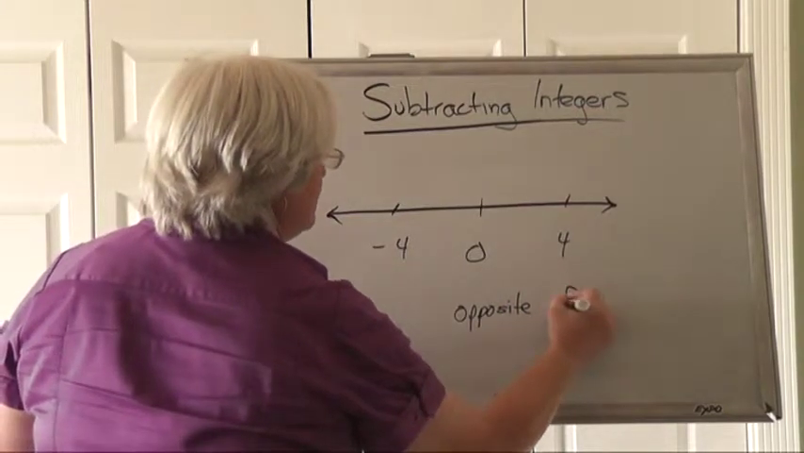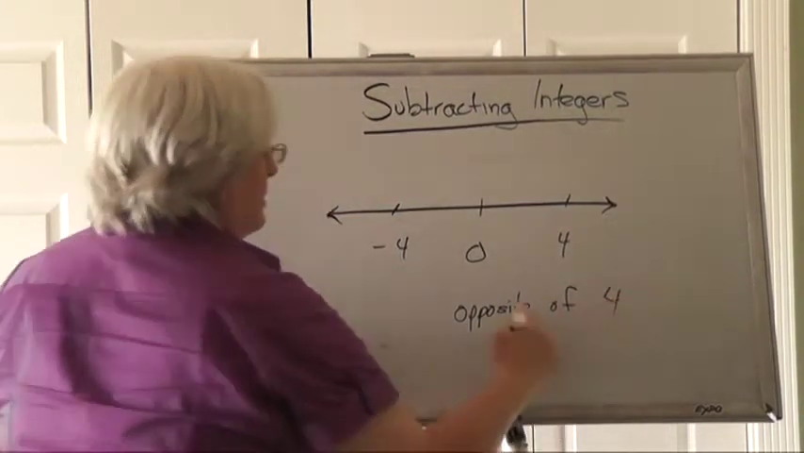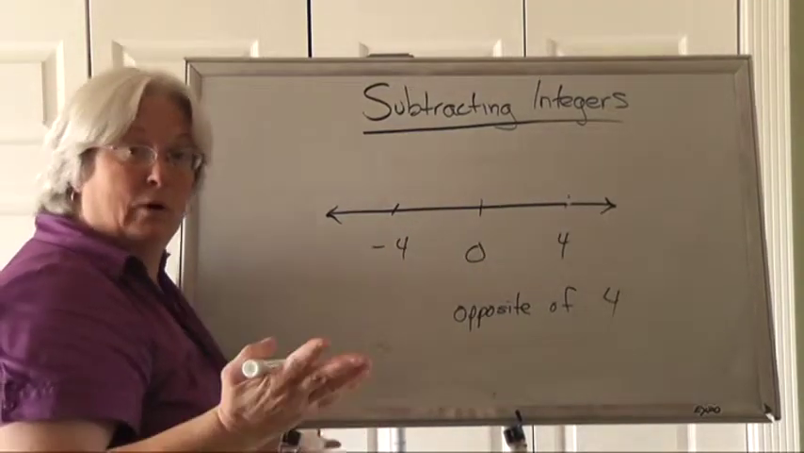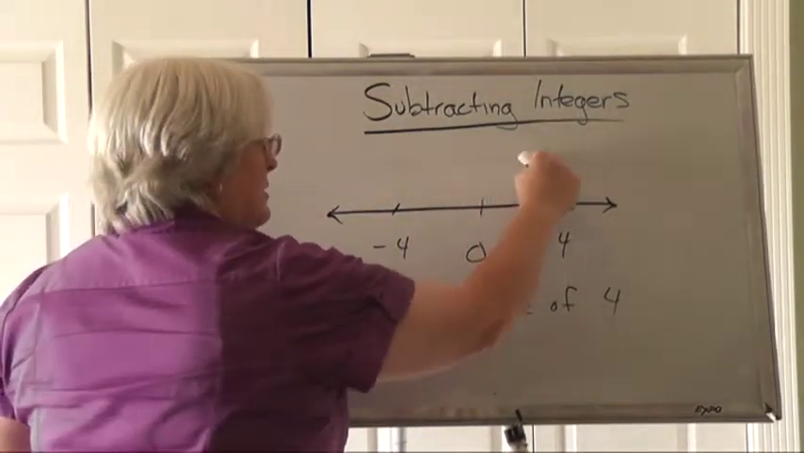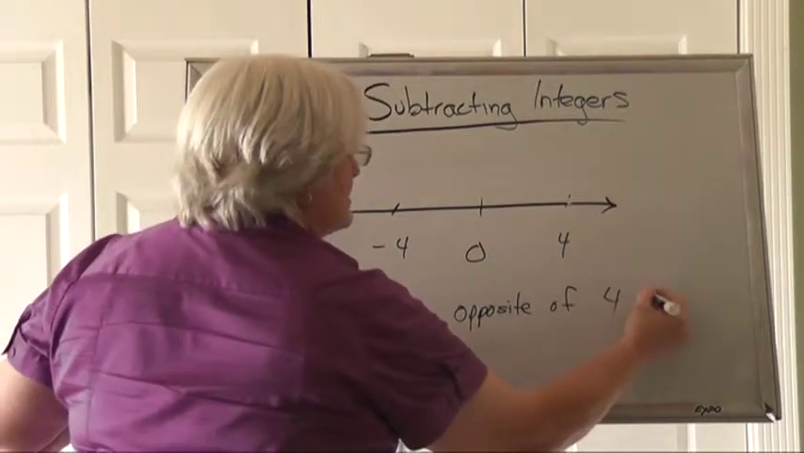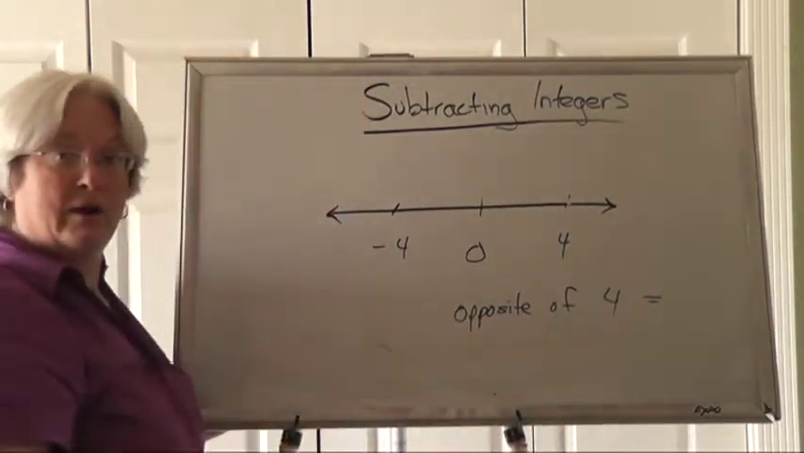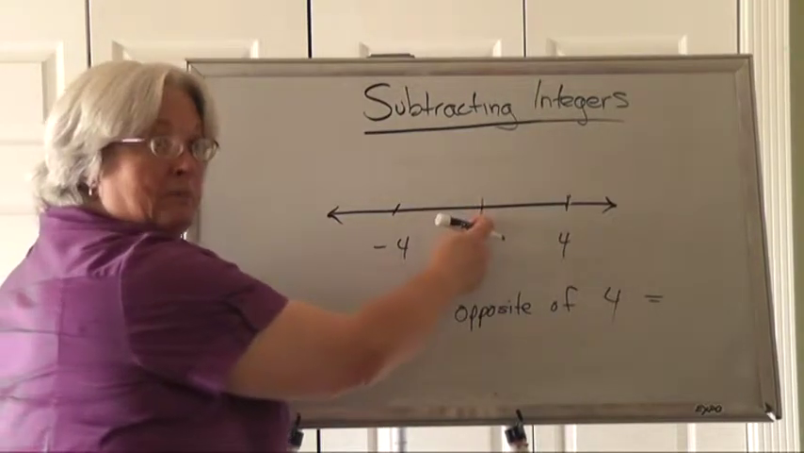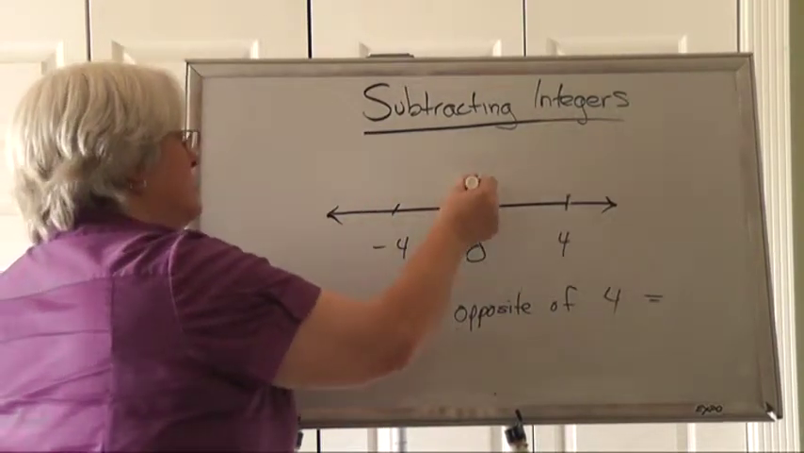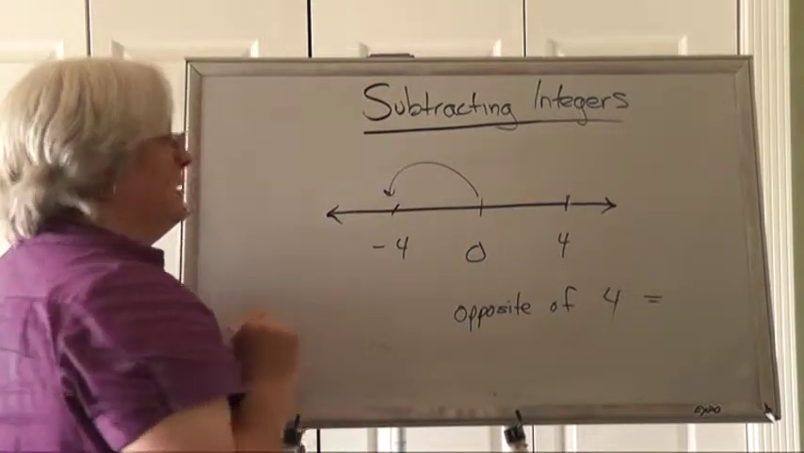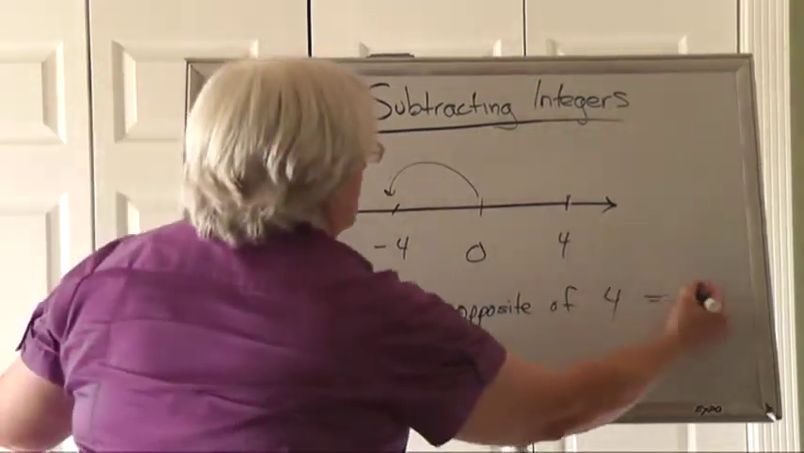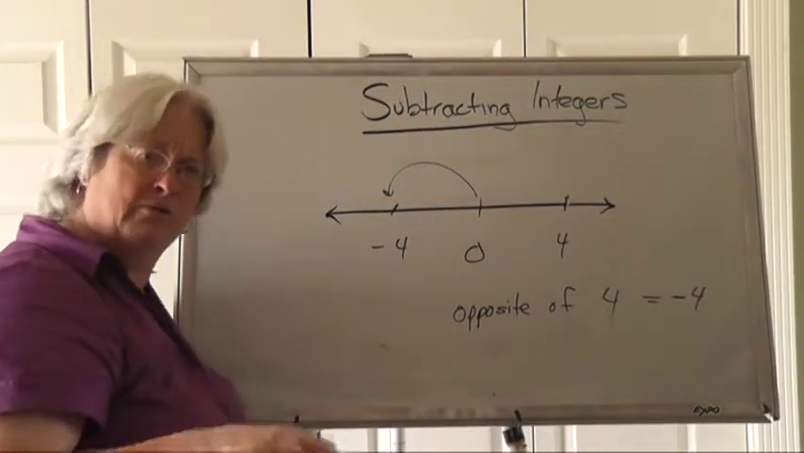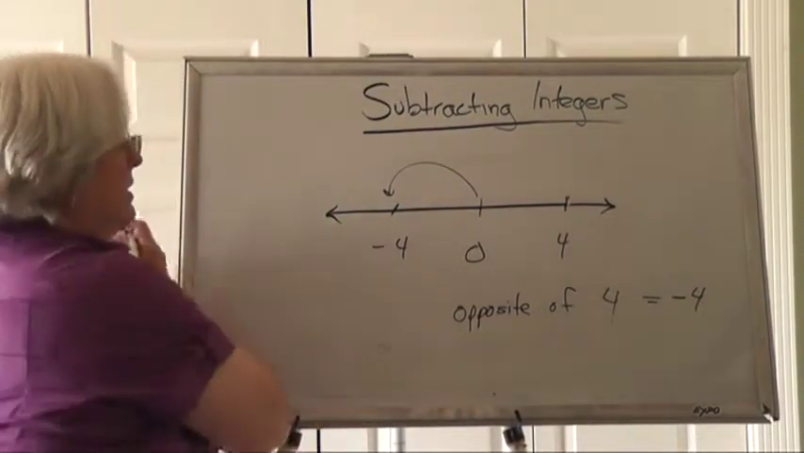So the opposite of 4, how many units is 4 from 0? Well, it's 4 units. It's a positive 4, so the opposite of 4 is whatever number you have that's the same distance from 0 in the opposite direction. So the opposite of a positive 4 is a negative 4. That sort of makes sense. We can think 4 and negative 4 being opposite.